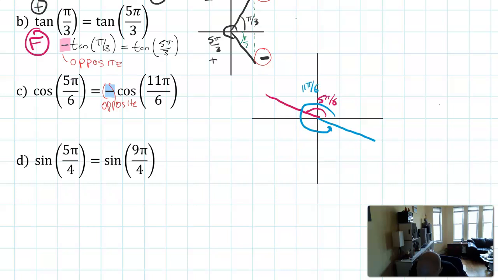In blue. Now the cosine value, we'll make the triangle, but the cosine value is the x-coordinate, here and here. And I notice that they're symmetric triangles, but they're opposite signs. For 11 pi over 6, the x value is positive, but for 5 pi over 6, the x value is negative, so they'll be the same but opposite. Well, that's what this says, right? They're the same but opposite, so this statement is true.